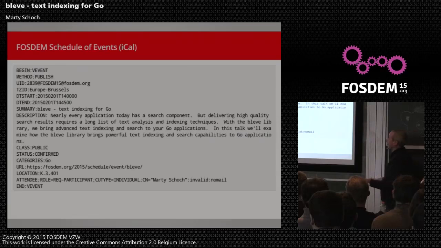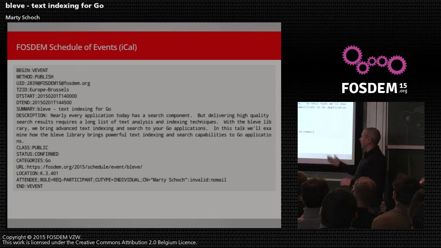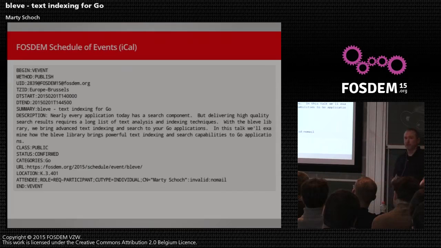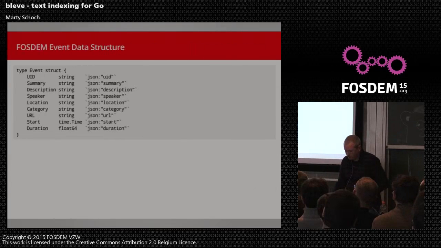And I came across the FOSDEM schedule of events, which they happen to publish in a variety of formats. One of which, which was pretty easy to parse, was iCal. And so here's a sample record describing this talk. There are actually 550 of these on the full feed. So I decided to go ahead and use this for our example data set.